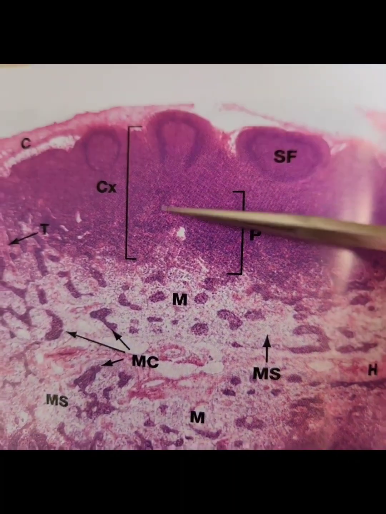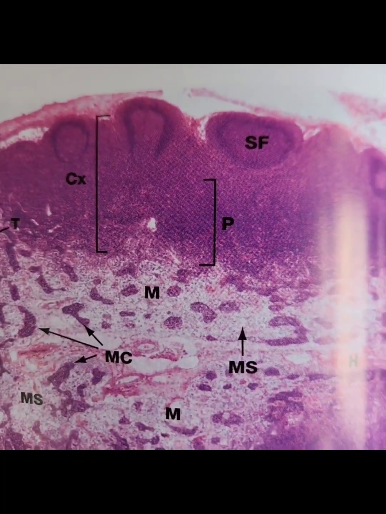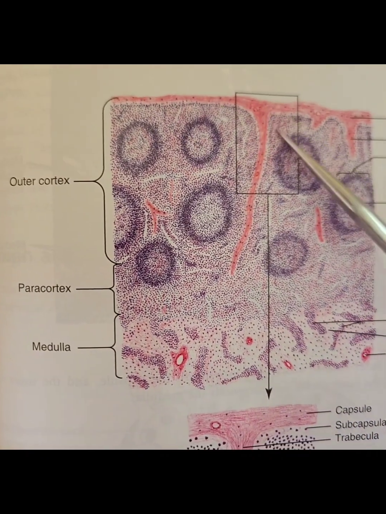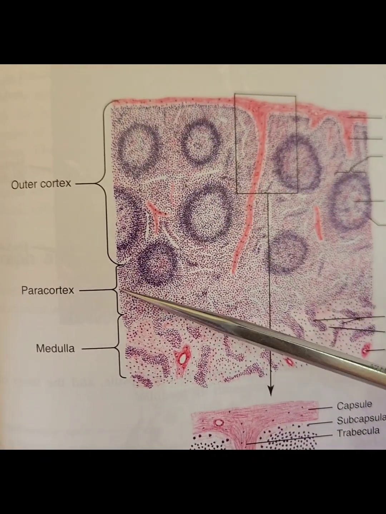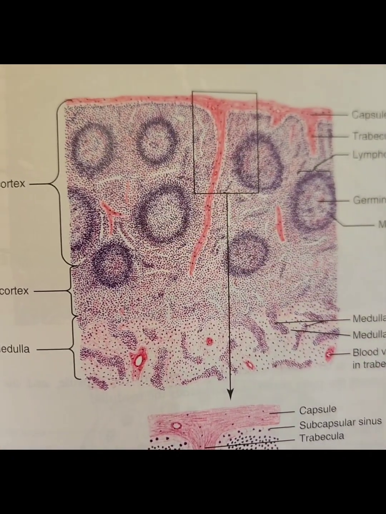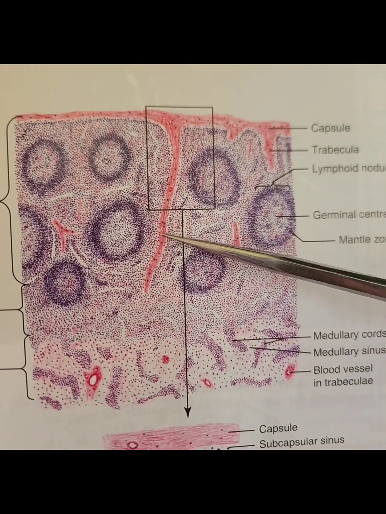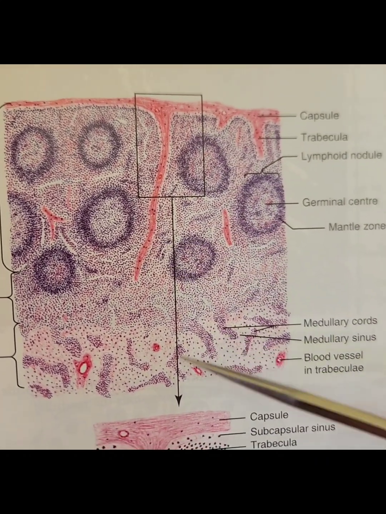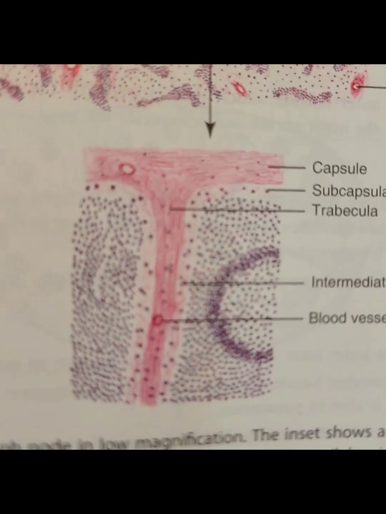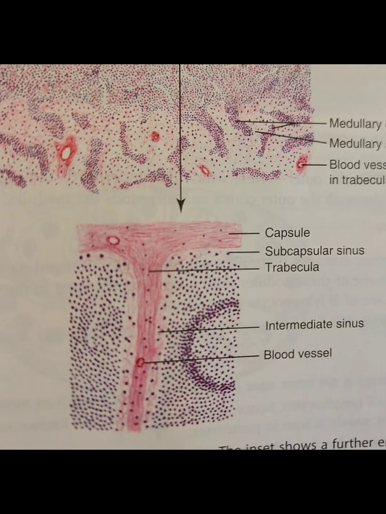At the junction of cortex and medulla, we find the paracortex, which is richly populated with T lymphocytes. Diagrammatic representation of capsule, trabeculae, outer cortex, inner medulla, paracortex. Parenchyma shows lymphatic nodules, primary and secondary lymphatic nodules. Subcapsular sinus, paratrabecular sinus, medullary cords, medullary sinuses. This is a higher magnification of the cortex, subcapsular sinus, secondary follicle.